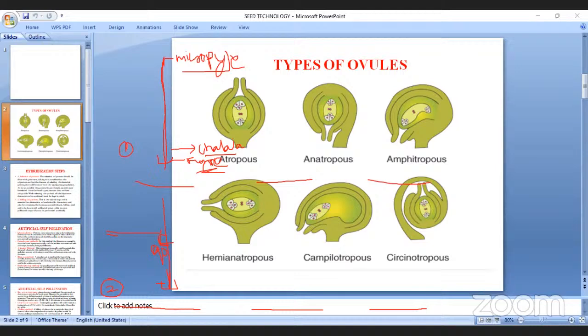And next one, third, campylotropous ovule. In campylotropous, it is simply more than that 90 degrees. What happened here? The ovule is some more than a right angle to the funicle. That means it exceeds 90 degrees, almost 120 degrees.